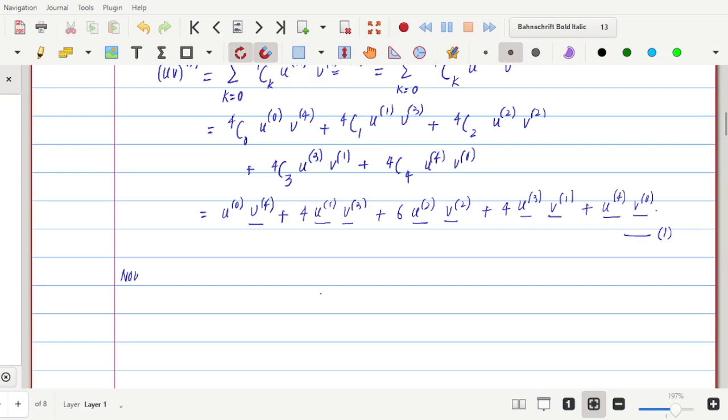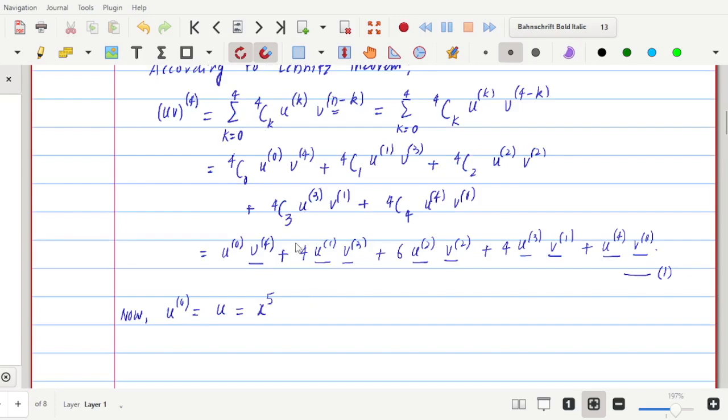Okay, so now u power 0, that means the 0th derivative of u, that is equal to u itself, and we have taken the value of u as x power 5, which we have written above. So u is equal to x power 5.